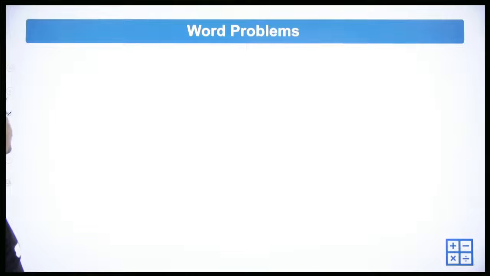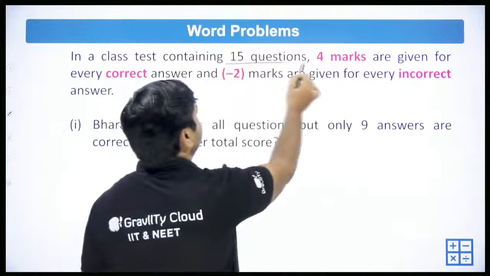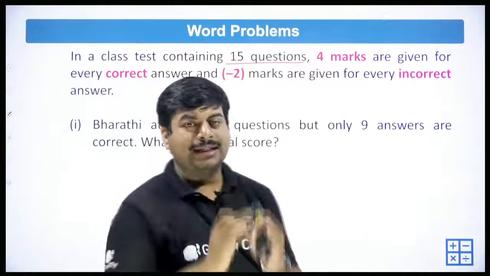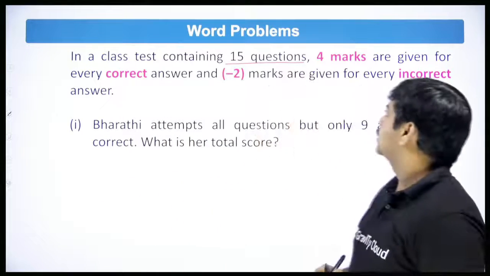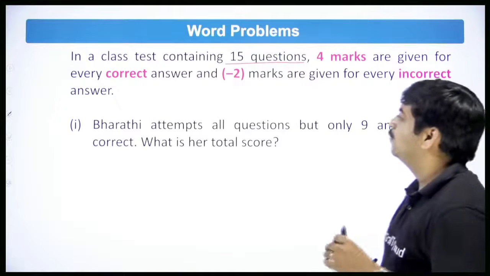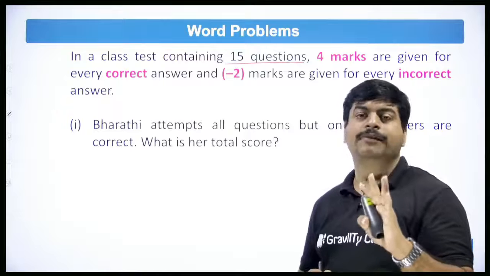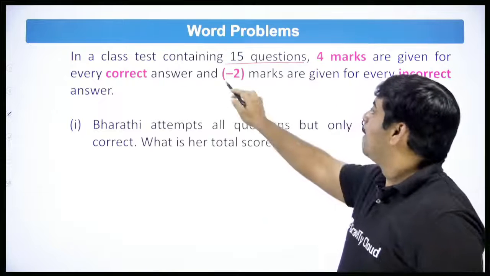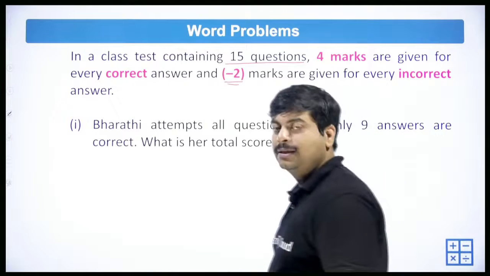What is the next question we are having? In a class test containing 15 questions, okay, you're writing an exam. The total questions you're having are 15 questions. The point here is 4 marks are given for every correct answer and minus 2 marks are given for every wrong, incorrect answer.